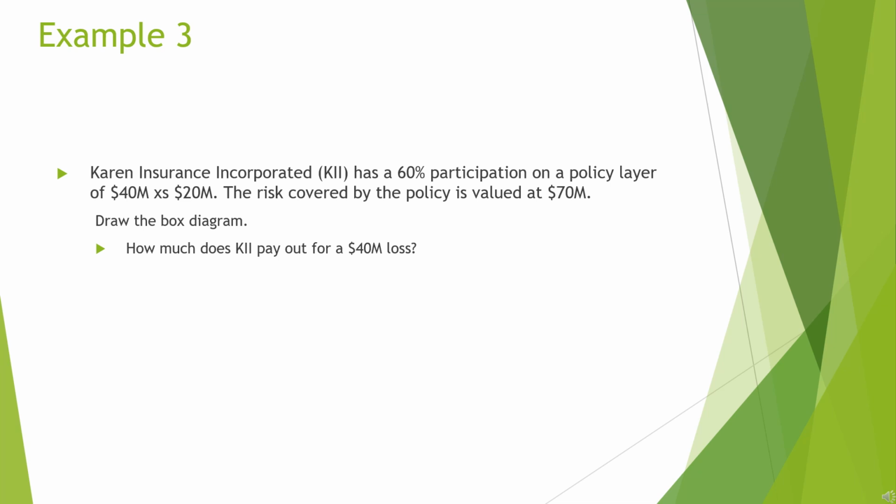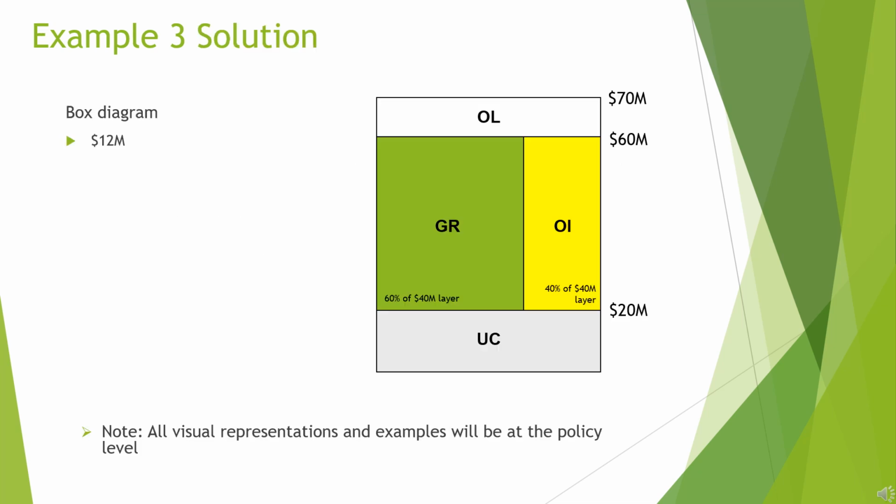In this problem, we will discuss the application of pari passu clause and excess of clause. Like we did for all the problem statements, we will draw a box diagram. And then we will answer the question, that is, how much does KII pay out for a $40 million loss? Let's look at the box diagram and understand all the portions and colors one by one. The first layer, the gray one, is named UC, meaning uncovered. As per the problem statement, it says $40 million excess $20 million, that is, the first $20 million is an uncovered layer.